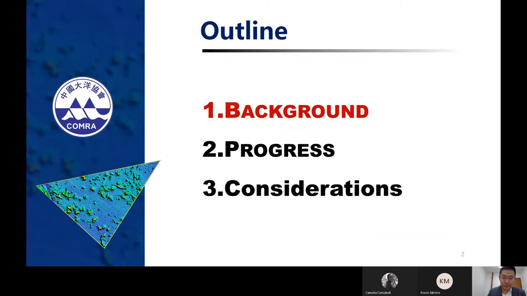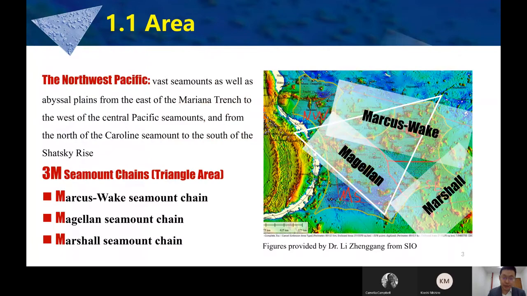First is background. As we know, there are three seamount chains in the Northwest Pacific Ocean: Marcus-Wake, Magellan, and Marshall Seamount Chains. On the map, they form a triangle, so we call this area the triangle area.